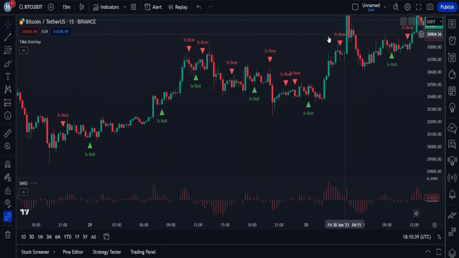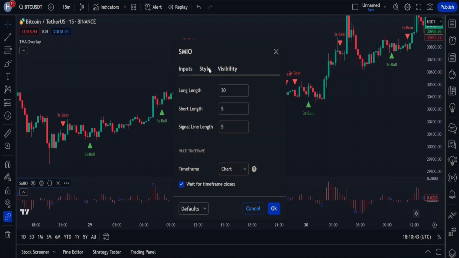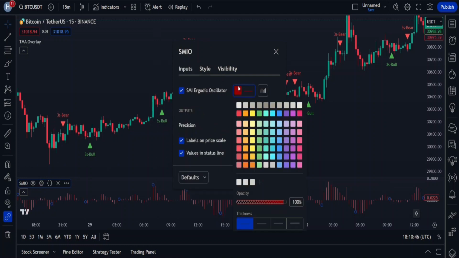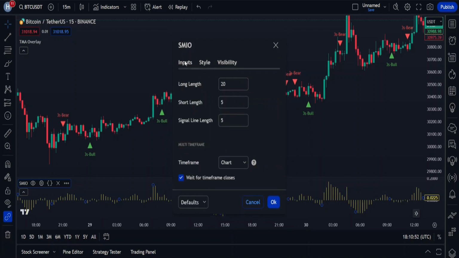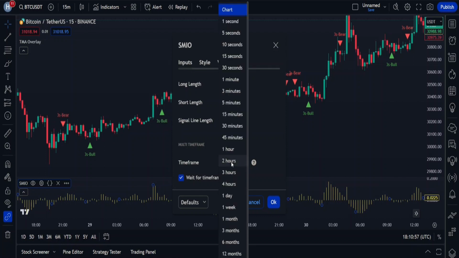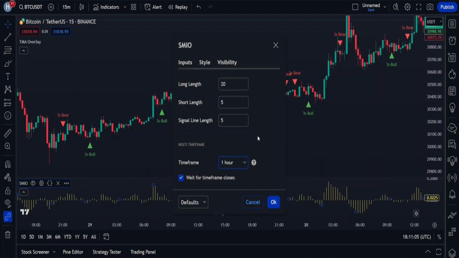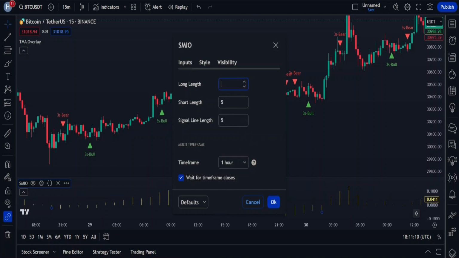We will modify some settings for this indicator now. So let's access the settings for this indicator. And in the Style section, change the color of the SMI to yellow. This will help distinguish this indicator from the other indicators on the chart. Next, in the Input section, set the indicator time frame to 1 or 2 time frames higher than the chart's time frame. For example, if we're using a 15-minute time frame, we set the indicator time frame to 1 hour. And after this, finally, change the line length to 50.